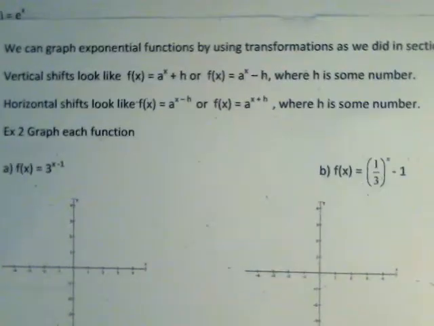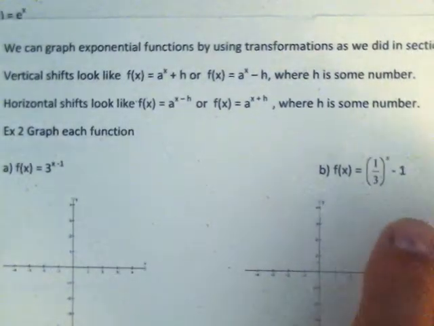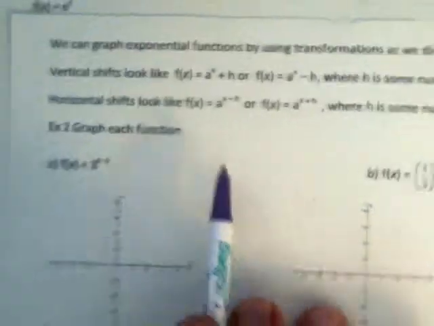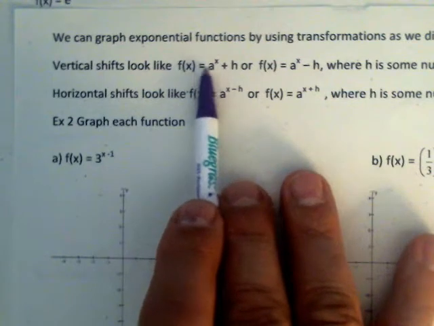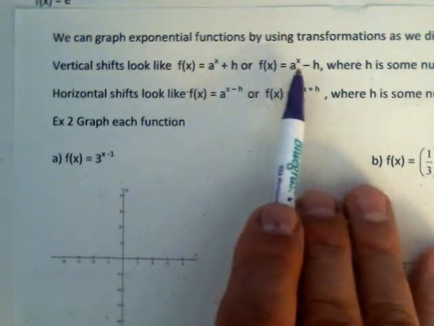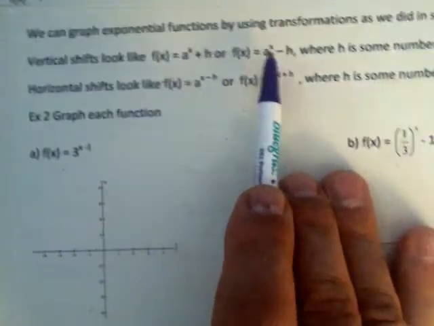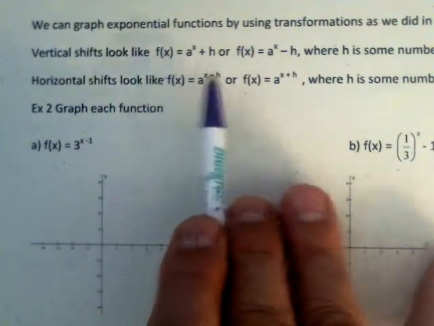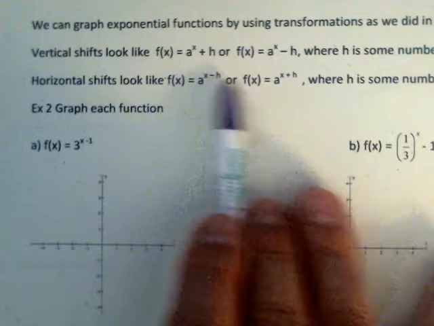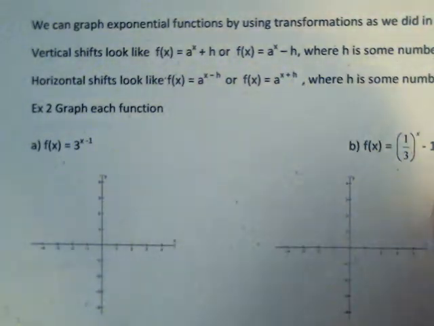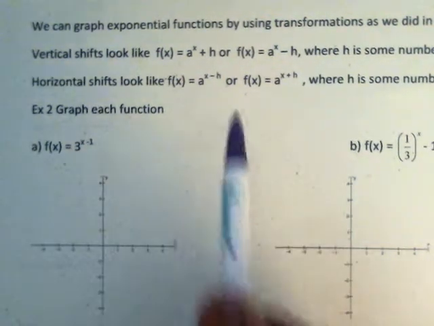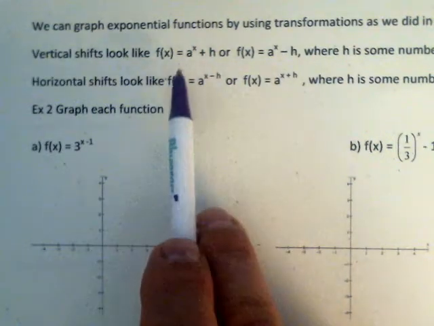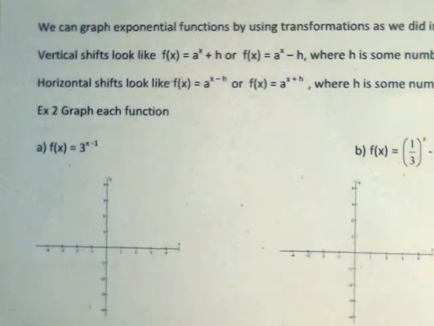So when we graph these functions, we're going to use transformations as we did back in section 2.5. Vertical shifts are going to look like your base to the exponent plus some number or base to the exponent minus some number. Horizontal shifts are going to be where you're subtracting or adding in the exponent. So the same principles apply as when we did shifting back in chapter 2. Horizontal shifts are opposite the sign. Vertical shifts are with the sign.